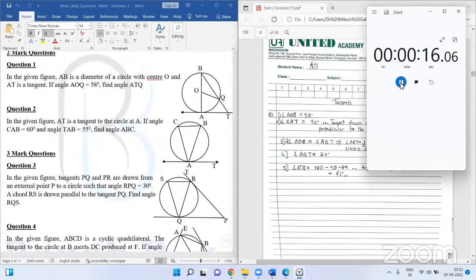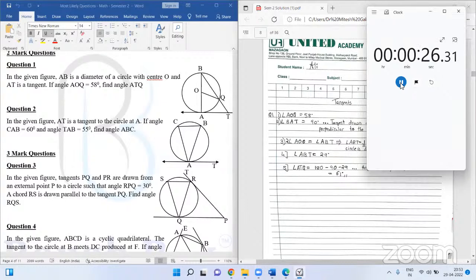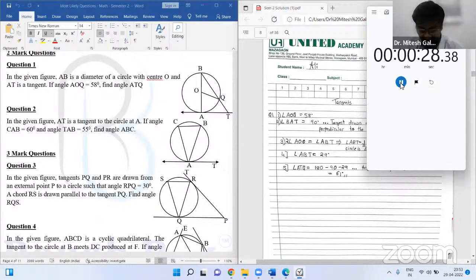Sir, how did you get ABT? Completed. Sorry? Sir, how did you get ABT? AB T. Angle at the center is double the angle on the circumference, no?